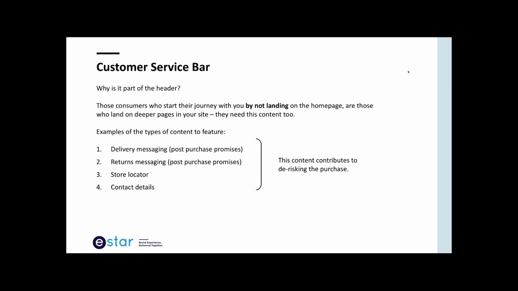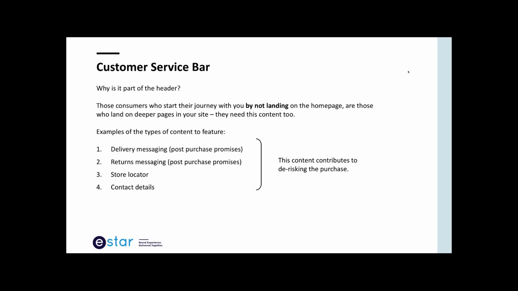All right? So the types of content to feature in the customer service bar: delivery messaging, a post-purchase promise; returns messaging, another post-purchase promise. And the reason why I'm calling out these post-purchase promises, try to say that fast 10 times, is because when consumers are at that point of buying, they have a level of anxiety or risk. Because remember, in physical retail, when they hand over their money, they get it back, not online. So you need to reduce that anxiety. You need to de-risk this process by making promises and stick to those promises. This content in the customer service bar is full of promises, okay? Store locator content is really good for those retailers or bricks and mortar stores, and contact details too.